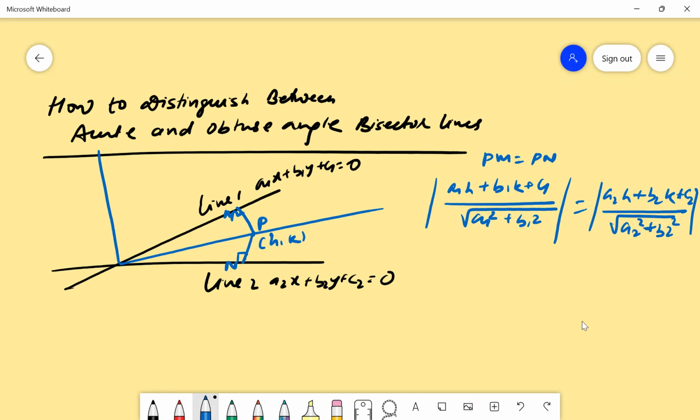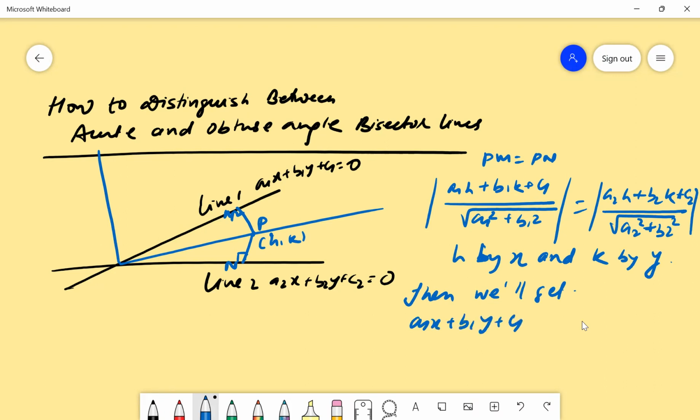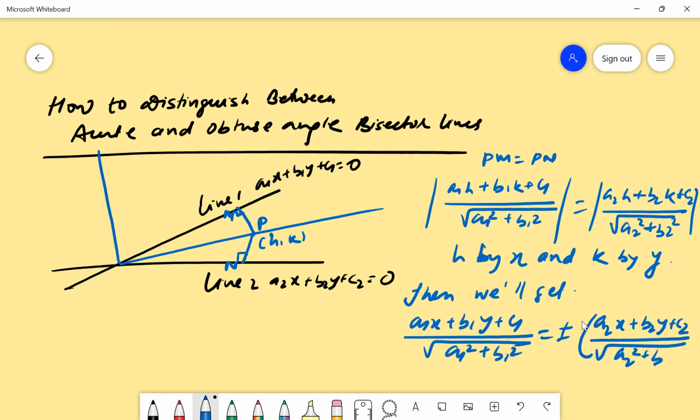Now, once we remove the modulus and replace h by x and k by y, we will get a1x plus b1y plus c1 under root a1 square plus b1 square is equal to plus minus a2x plus b2y plus c2 divided by under root a2 square plus b2 square.